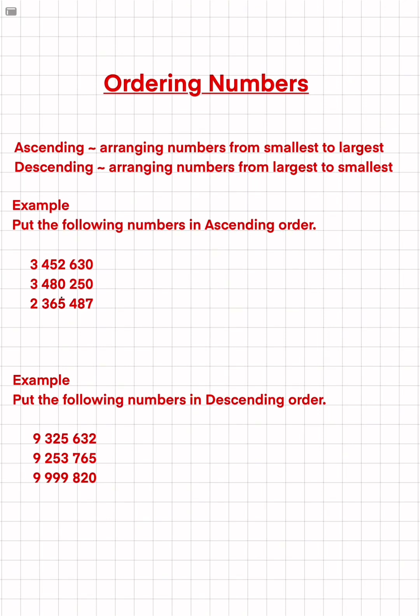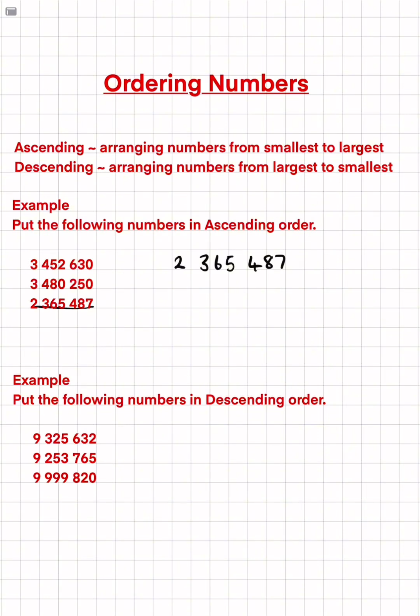These numbers have the same number of digits, so we need to compare each digit starting from the left. If we compare the millions first, we have 3 million, 3 million, and 2 million. 2 million is smaller than 3 million, so the smallest number is 2,365,487.